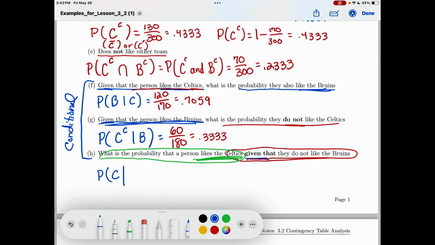So we would say, what's the probability of a person liking the Celtics given that they don't like the Bruins? And we said that that was 50 out of 120. And when we round that to 4 places, we get 0.4167.